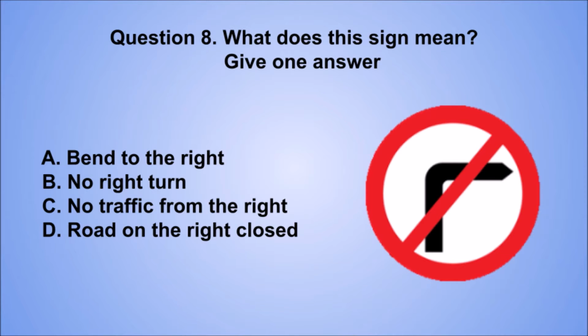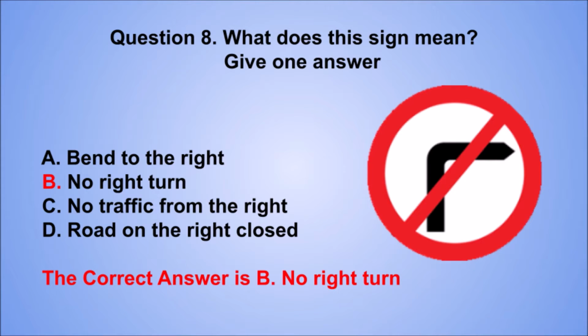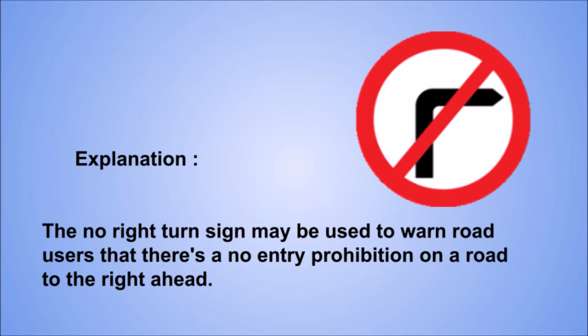Question 8. What does this sign mean? Give one answer. A. Bend to the right. B. No right turn. C. No traffic from the right. D. Road on the right closed. The correct answer is B. No right turn. Explanation: the no right turn sign may be used to warn road users that there's a no entry prohibition on a road to the right ahead.